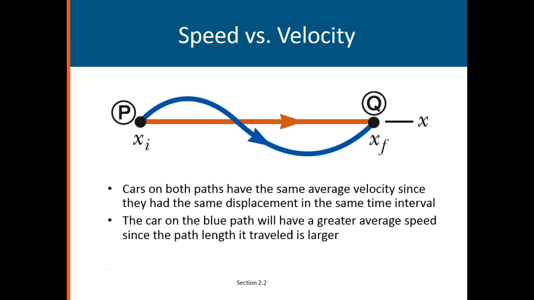The cars on both paths have the same average velocity, since they have the same displacement over the same time interval. Now, they didn't tell you that. They left at the same time. They got there at the same time. Okay? Red car went a shorter distance. Blue car went a greater distance, but over the same time interval, which had the greatest average speed.